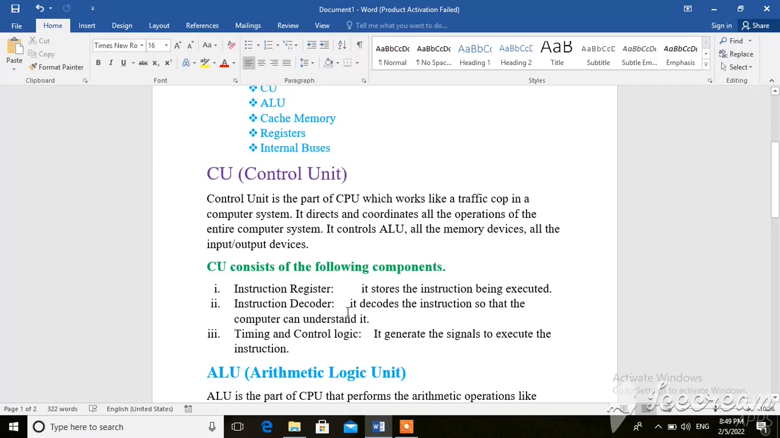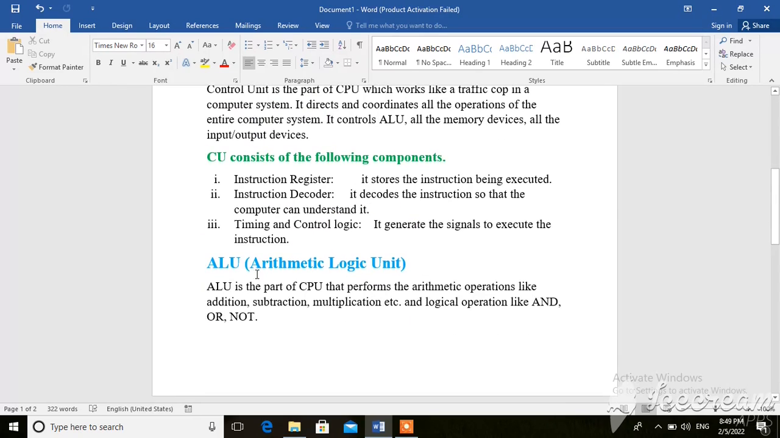Instruction registers, it stores the instruction being executed. Instruction decoder, it decodes the instruction so that the computer can understand it. Timing and control logic, it generates the signals to execute the instruction.